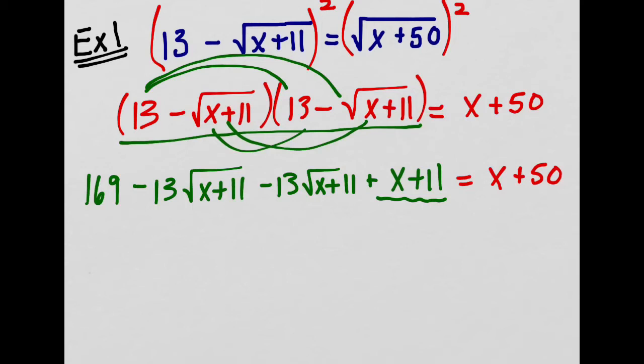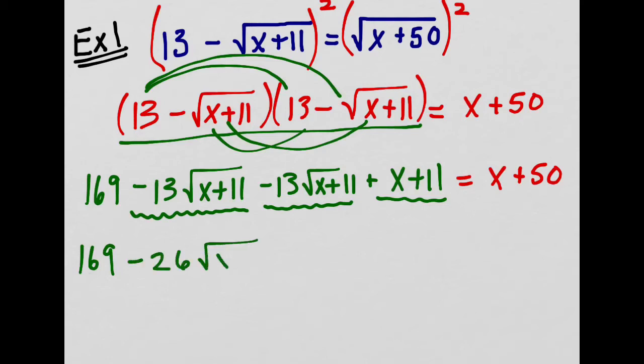Okay? So what I'm going to do now is condense things as much as I can. I have the 169 at the beginning. I can certainly condense the negative 13 root x plus 11 and the other negative 13 root x plus 11. So there's my negative 26 root x plus 11. And I still have that positive x plus 11. And then obviously over here, nothing's changed. That stays as my x plus 50.